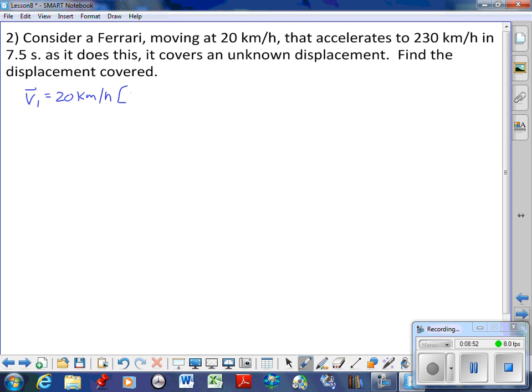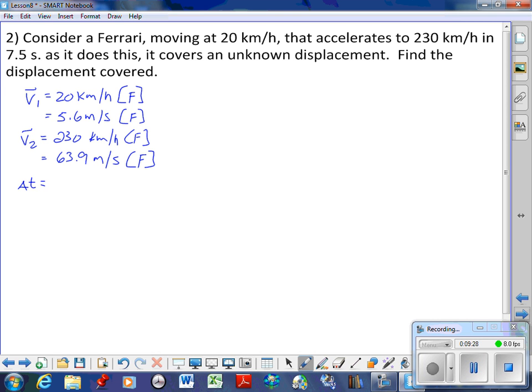All right, again, a lot of the questions you do have to convert. You need to work in meters per second. So 20 divided by 3.6, so 5.6 meters per second forward. Then it speeds up, accelerates to 230 kilometers an hour. So divide that by 3.6. And now it's doing 63.9 meters per second forward. It gives us a time again, and we know it's 7.5. Again, we're looking for displacement.